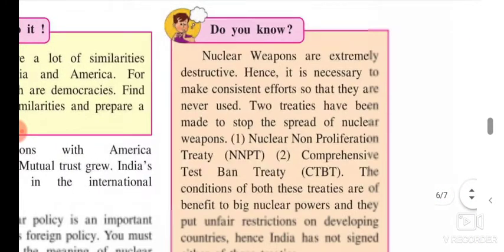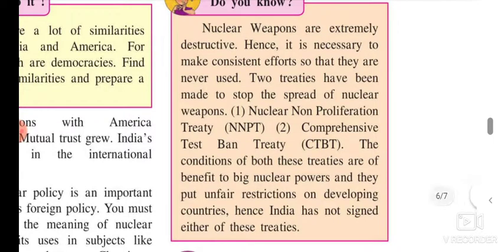We have an information box over here. Nuclear weapons are extremely destructive, hence it is necessary to make consistent effort so that they are never used. Two treaties have been made to stop the spread of nuclear weapons. 1. Nuclear Non-Proliferation Treaty, NNPT. Second one, Comprehensive Test Ban Treaty, CTBT. The combination of both these treaties is of benefit to big nuclear powers, and they put unfair restrictions on developing countries. Hence, India has not signed either of these treaties.